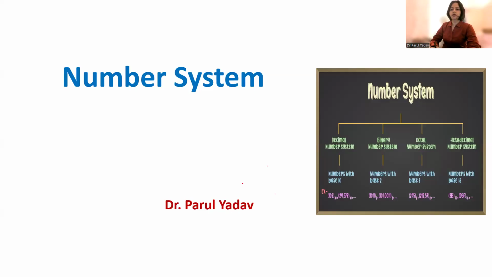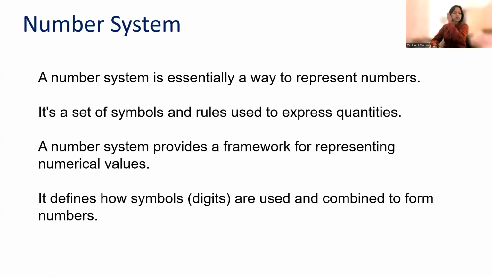All right, class. So let's talk about number system, right? Number system is a way to represent the numbers. A number system carries a set of symbols and it follows some rules. And these set of symbols and rules are used to represent the quantities.